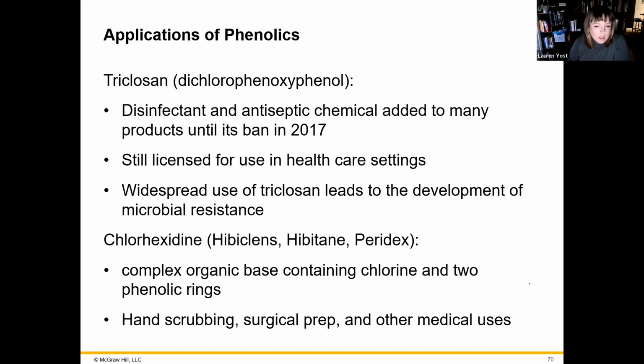Chlorhexidine is another one of these. So if you've ever used Hibiclens or Hibitane or Paradex, Hibiclens is probably the one that you'd be most familiar with. That is a chlorhexidine based cleaner. And that is a phenolic, essentially. So we use this for surgical scrubs, for hand scrubbing, other things. You can also use chlorhexidine in the form of like a swab onto people's arms to prep for IV lines or blood donation and things like that.